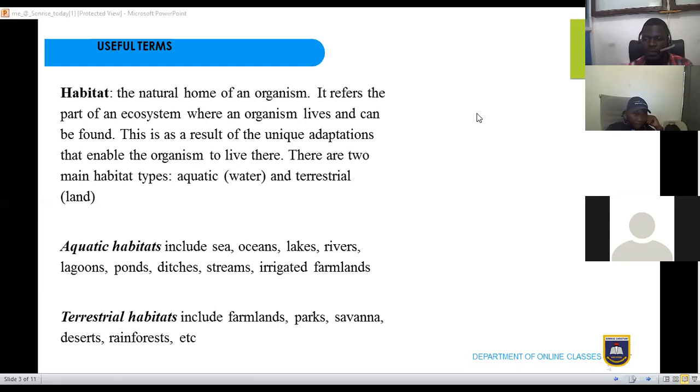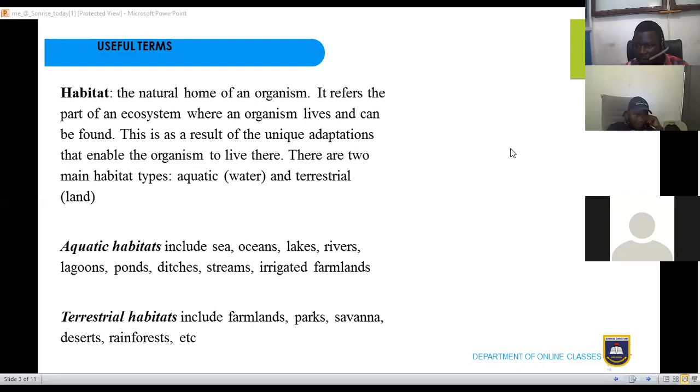So for you to be successful in your habitat, you need some unique adaptations. In a broad sense, there are two main types of habitats. Even though in elective biology I mentioned some other ones, basically we have aquatic and terrestrial habitats. Now, the aquatic habitats are all the habitats that are water related, either directly in the water or around a water source or a water body.